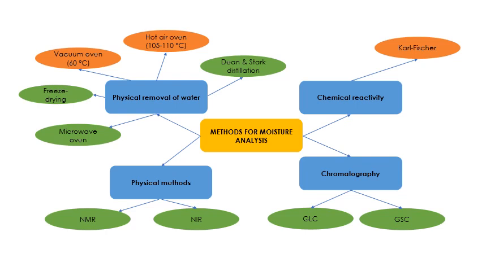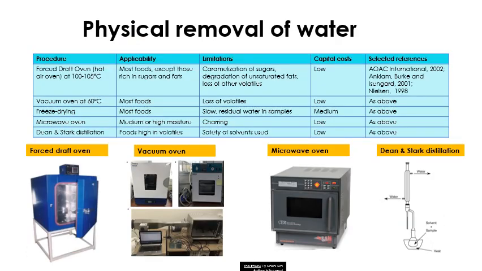Okay, both of these methods are expensive and they can be highly accurate, but not suitable for regular or routine analysis of moisture content. Here, just to show you, is a summary of different methods by physical removal of water. We have here, as I mentioned, the most commonly used method, which is a forced draft oven. Okay, this is part of the official methods.